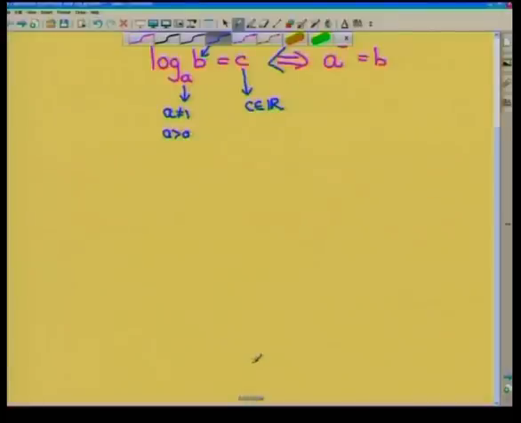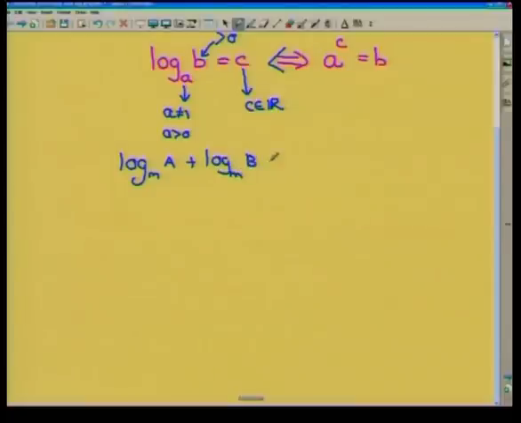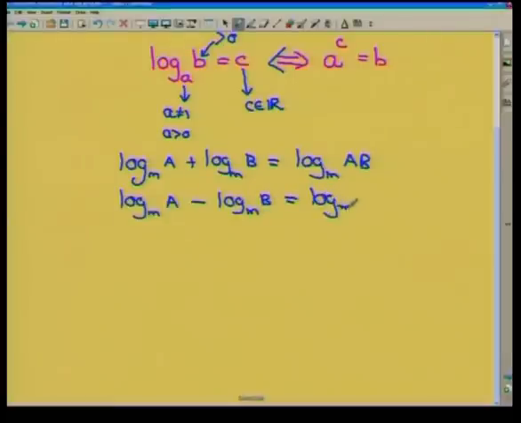Right, just to recap a little further, let's remind ourselves about our laws. Just the most important ones. We know that if we have log to the base m of a added to log to the base m of b, it actually means the log to the base m of ab. Likewise, if we have log to the base m of a minus log to the base m of b, then it actually means log to the base m of a over b. Third law says if we have, let's say, n times log to the base m of a, it's going to be log to the base m of a to the n.